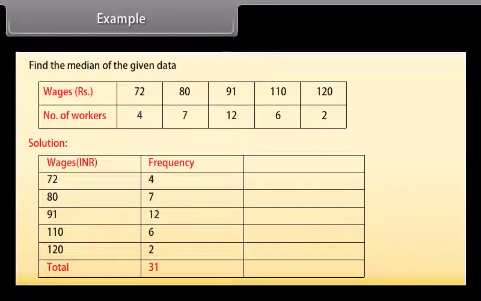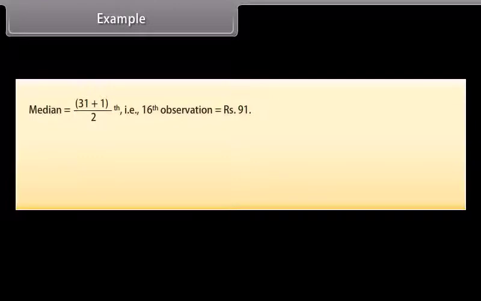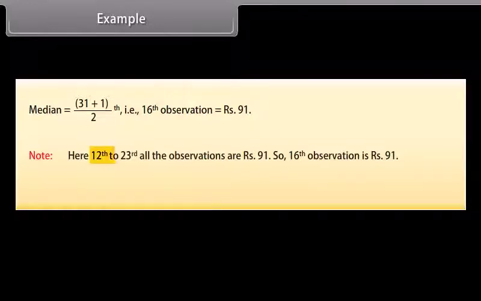In the third column, we have found the cumulative frequency for each wage by adding the previous frequency to the current frequency. After that, we have found the median, which is the (31 plus 1) by 2th observation, that is 16th observation, which equals rupees 91. Here 12th to 23rd, all the observations are rupees 91. So, 16th observation is rupees 91.